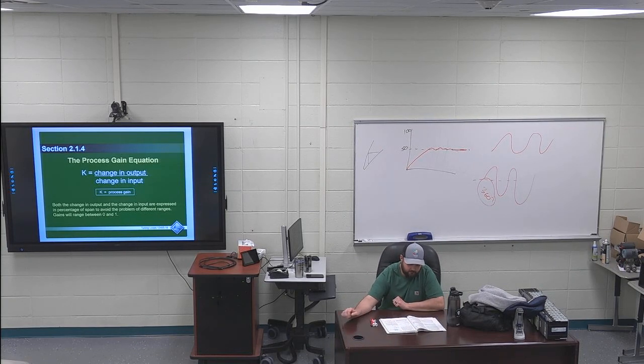214, a little bit behind. Process gain. I have the equation in 214 highlighted. K, which is your process gain, is the change in output over the change in input. I highlighted the K. You need to know that K stands for process gain. You might have a pretty easy question with that, but just know change in output over the change in input.